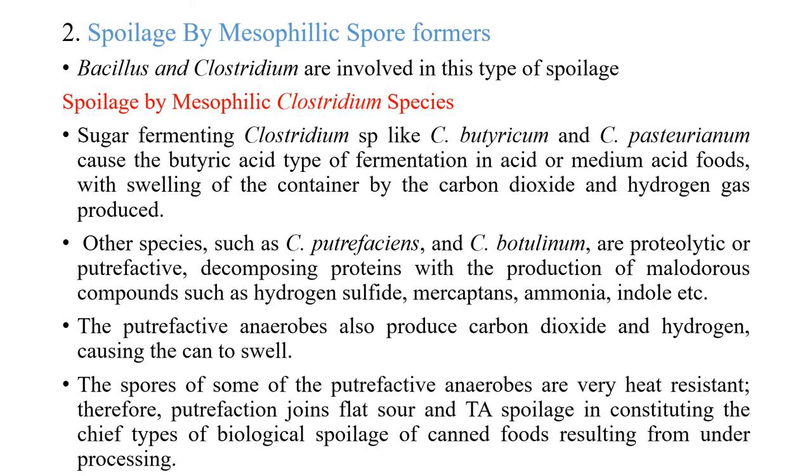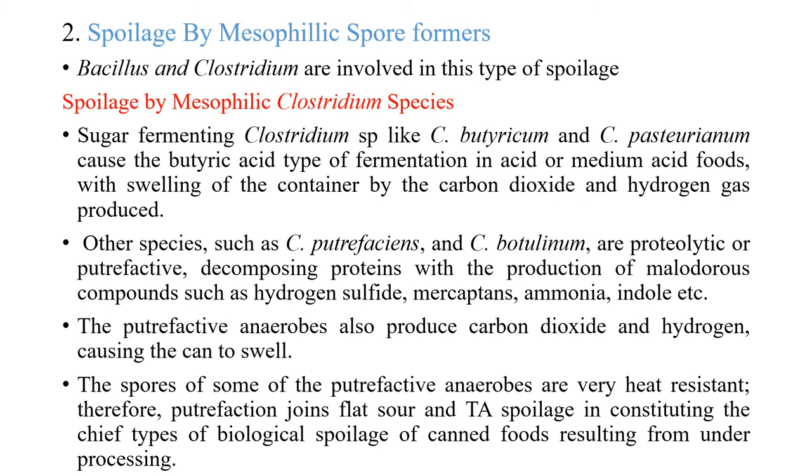Other species like Clostridium putrefaciens and Clostridium botulinum are proteolytic or putrefactive, decomposing proteins with the production of malodorous compounds like hydrogen sulfide, mercaptan, ammonia, indole, etc. So, based on the Clostridium species present in the canned food, the type of spoilage will also change. If it is a sugar fermenting species like Clostridium butyricum or pasteurianum, it will cause swelling of the container by carbon dioxide and hydrogen gas production.